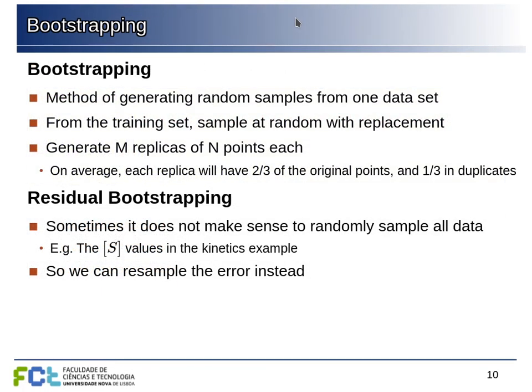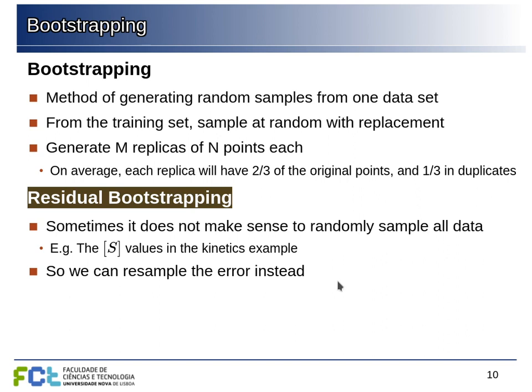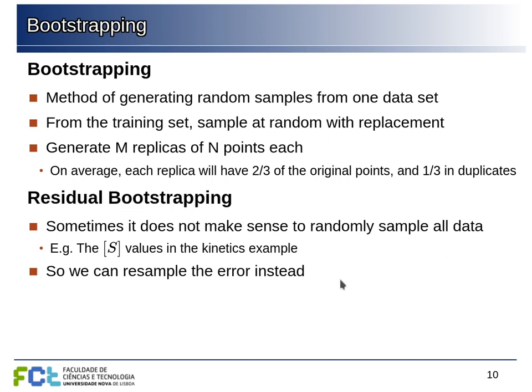So this method is useful when you can choose elements at random. Sometimes you cannot simply choose elements at random. So we're going to also look at a variant of bootstrapping, which is residual bootstrapping, where we resample the error that we have instead of resampling the actual examples, the actual points in our data set.